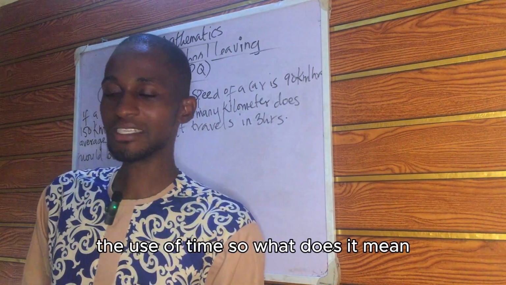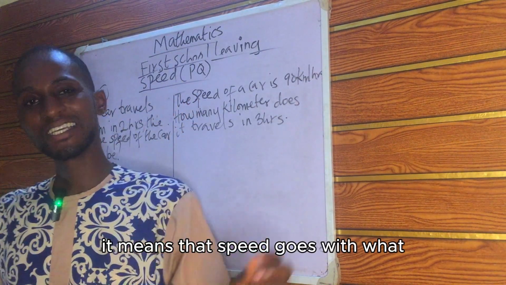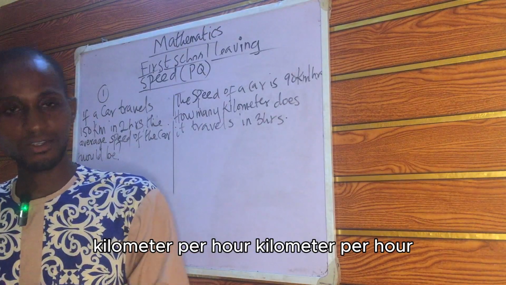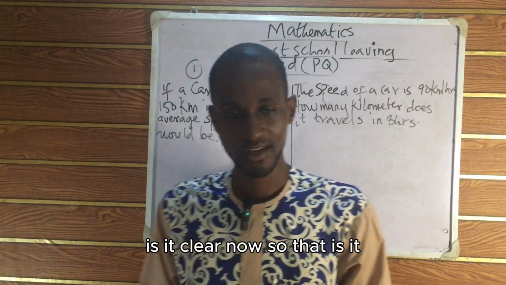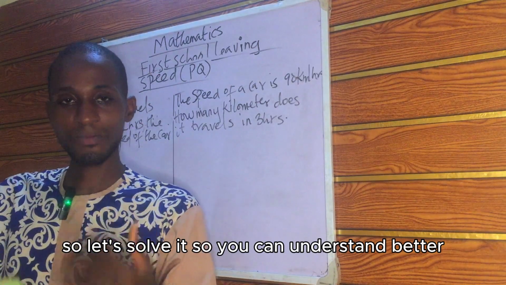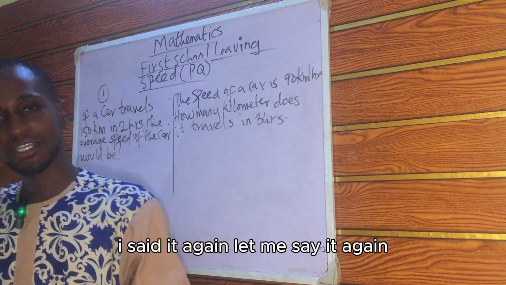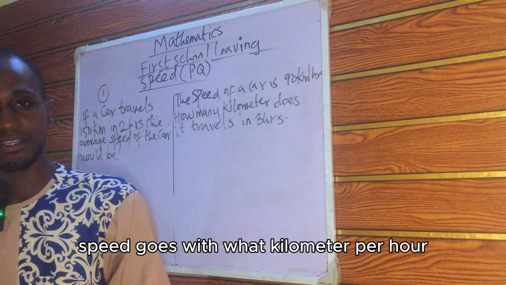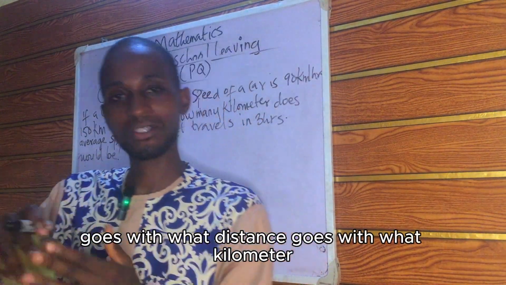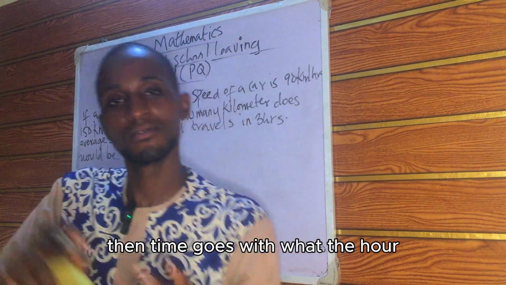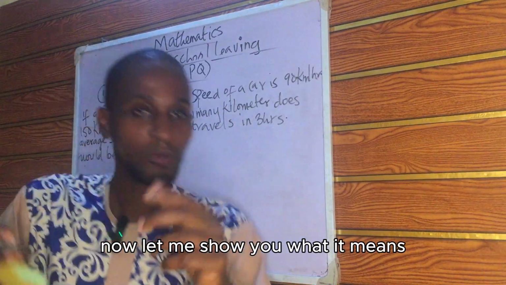So what does it mean? It means that speed goes with kilometer per hour, and the time goes with an hour. Is it clear now? So let's solve it so you can understand better. Let me say it again. Speed goes with kilometer per hour. Distance goes with kilometer. Then time goes with the hour.